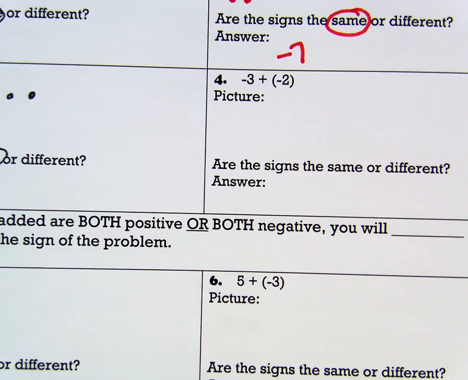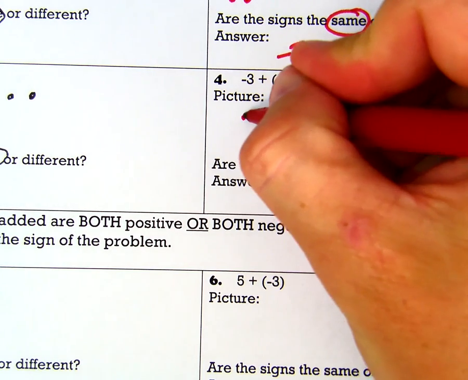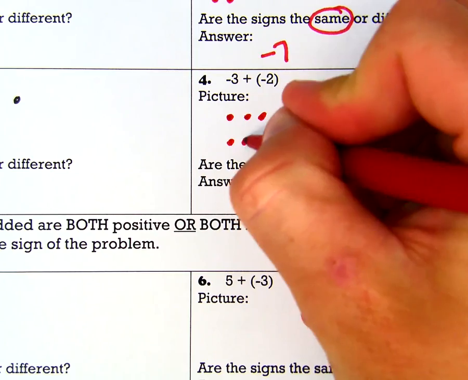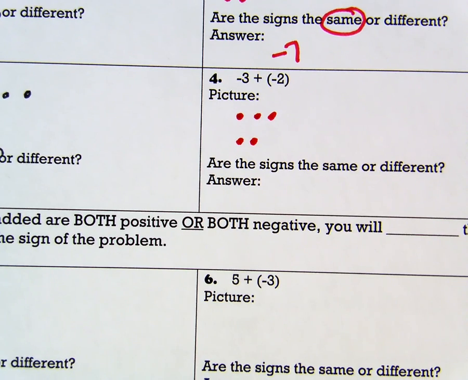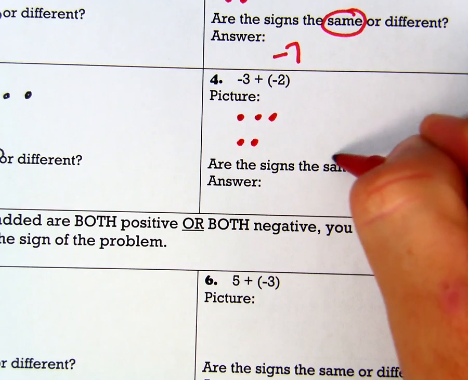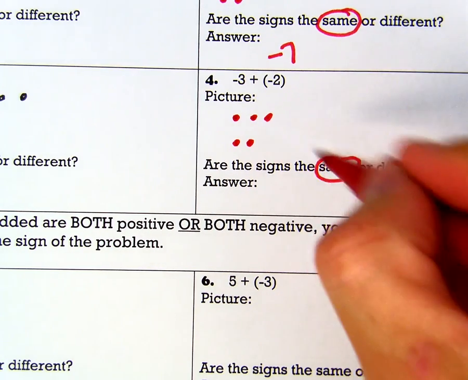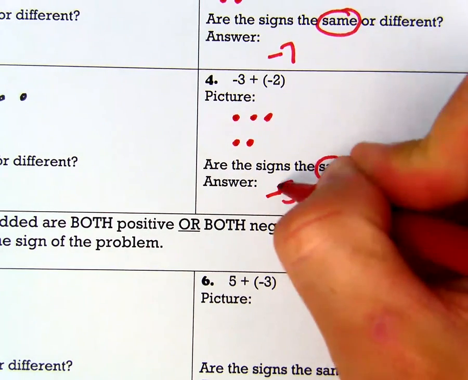Alright, let's look at our next one. Negative 3 plus negative 2. Let's go ahead and draw a picture. We have 3 negatives. And we're adding on to it 2 negatives. I notice that my signs are the same again. So I'm just going to go ahead and add up. I have 5 negatives there, so negative 5 is my answer.